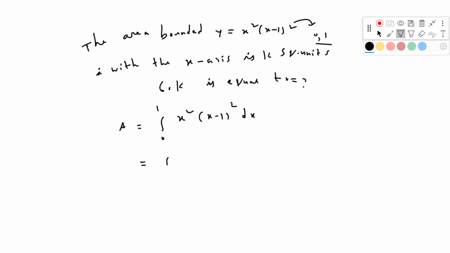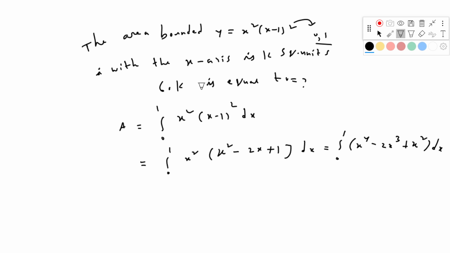Just integrate this. Integral over 0 to 1, x square into a minus b whole square, a square minus 2ab plus b square. So x square minus 2x plus 1 dx. First multiply this with this. So I can write integral over 0 to 1 x power of 4 minus 2x cube plus x square dx. Clear?